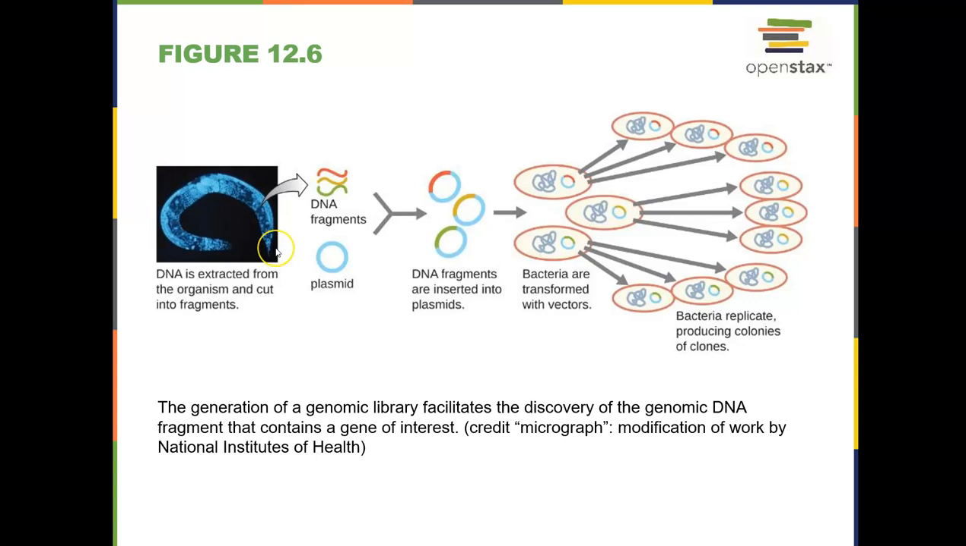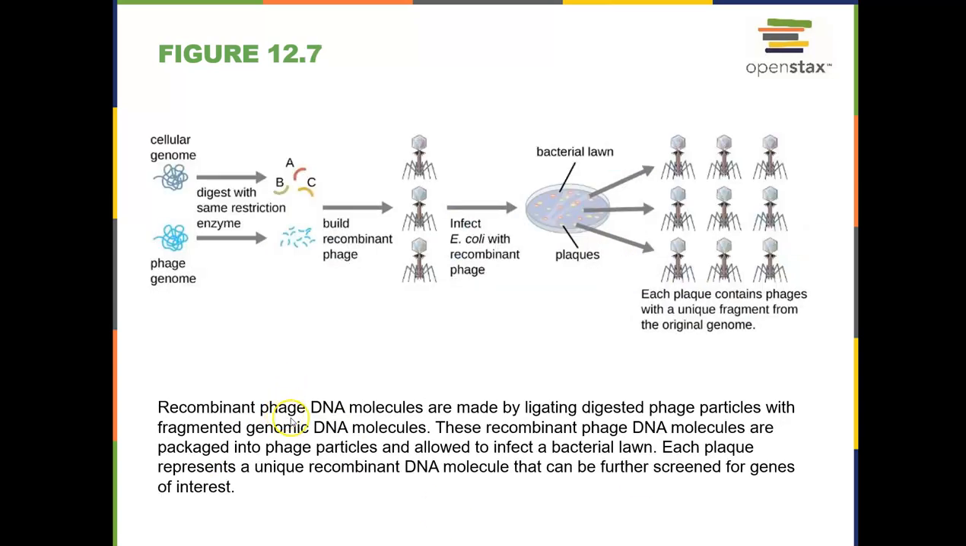You can also make genomic libraries in much the same way, where you take the fragments, you put them in plasmids, and then you have all these different outcomes, and then you pick them up and you can sequence them and find the genes of interest.